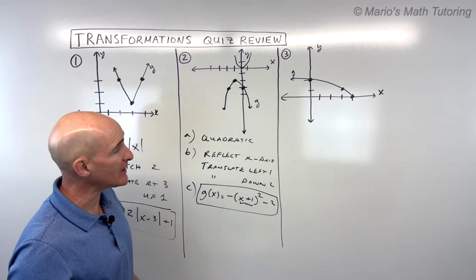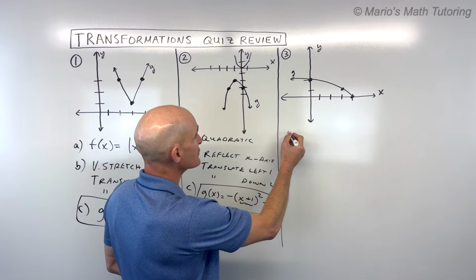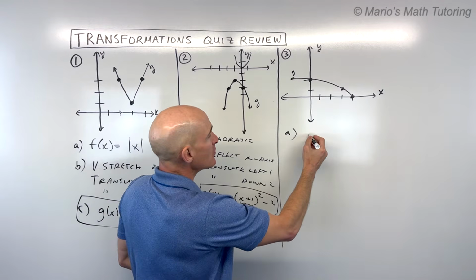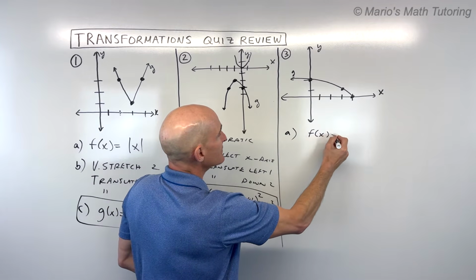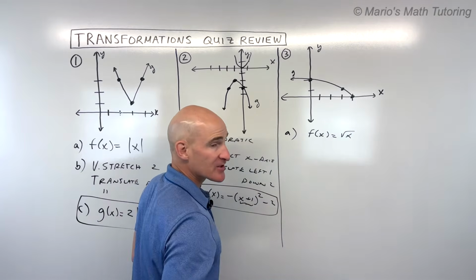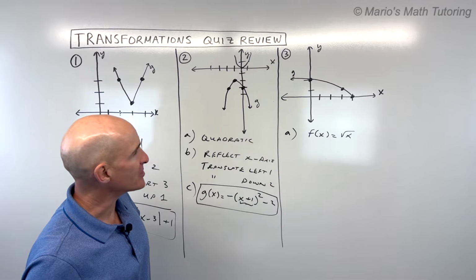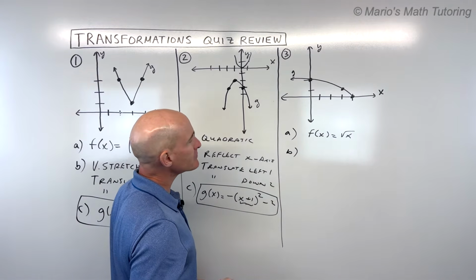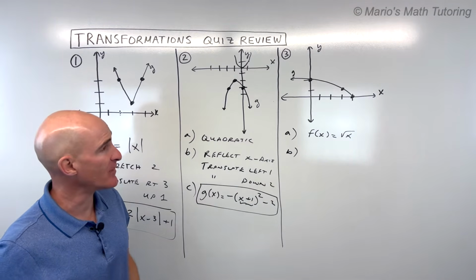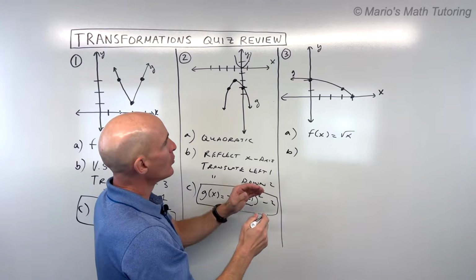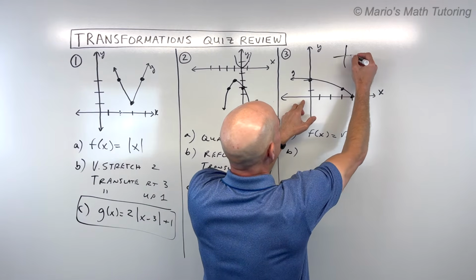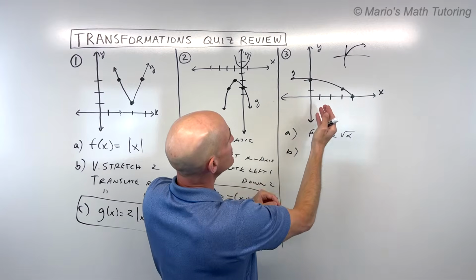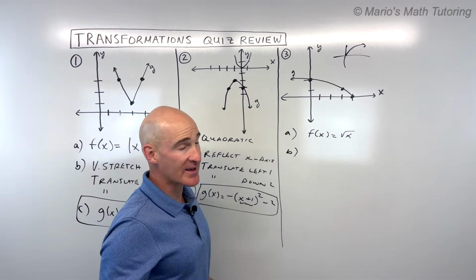Now for number 3, what's the parent function for this one? This one, we would say f of x is equal to the square root of x. That's our radical function. And then for letter B, what is the order of transformations? Well, normally the graph would look something like this. But you can see it's reflecting over the y-axis.